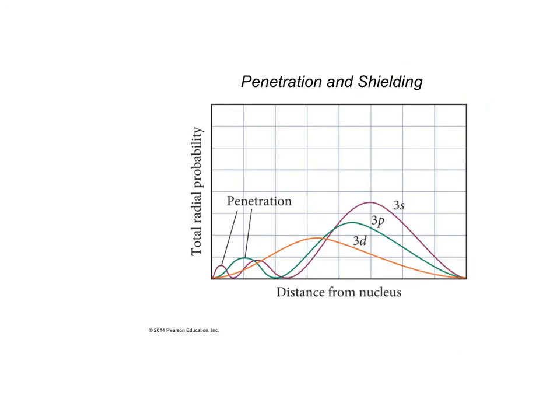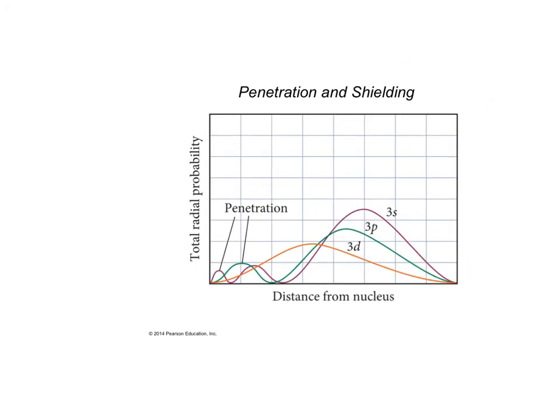We move on to n equal to 3. If n is equal to 3, our possible values of L are 0, 1, and 2. L equal to 0 is the s orbitals, L equal to 1 is the p orbitals, and L equal to 2 is the d orbitals, right? So what's going to happen with these? How are they going to be spaced with respect to energy?